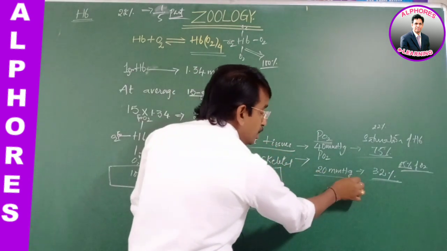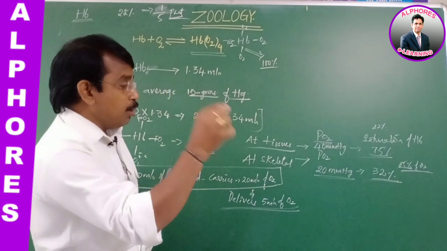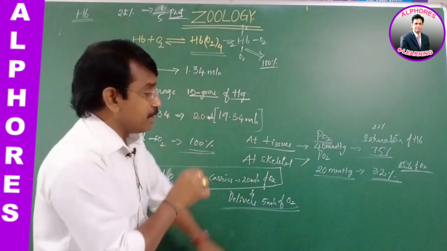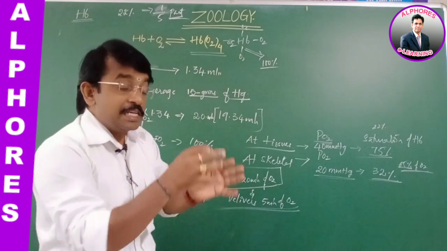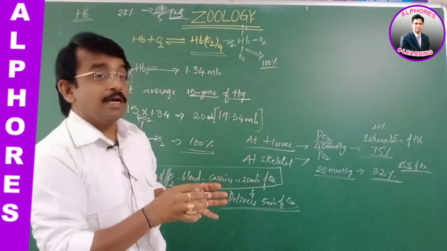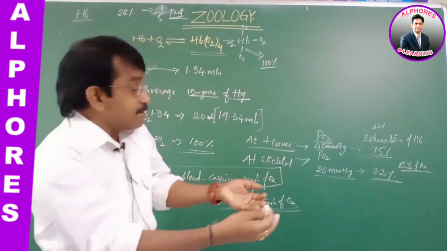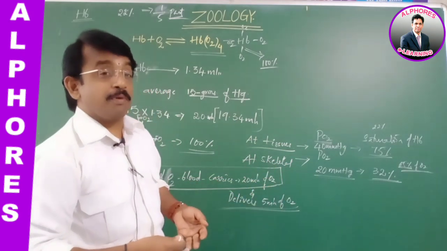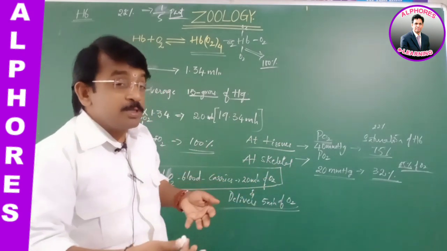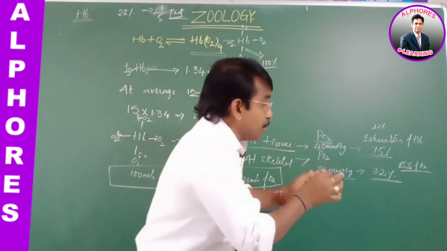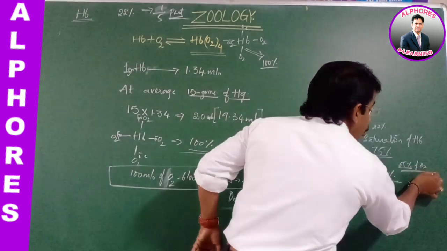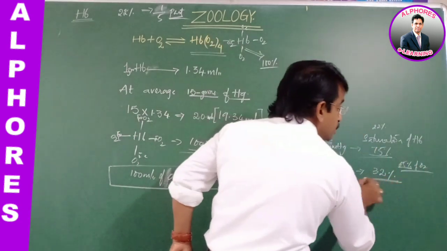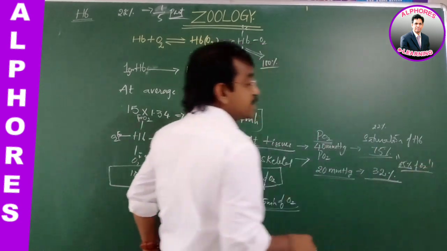Whereas here, at skeletal muscles, where the partial pressure of oxygen is 20 mmHg, it is even very less, which means rigorous muscle contractions take place. So, more oxygen is needed, so more oxygen is delivered, so saturation will be very less, that is 32% only, where 65% is delivered.